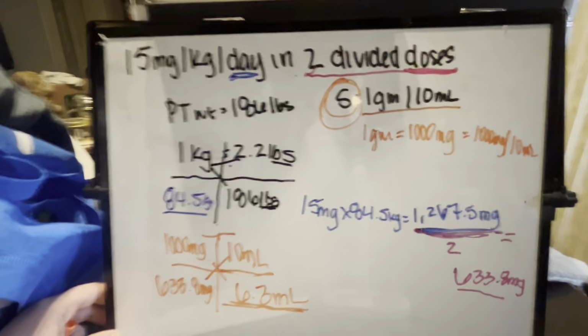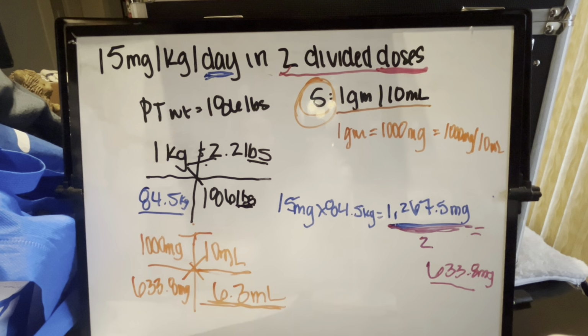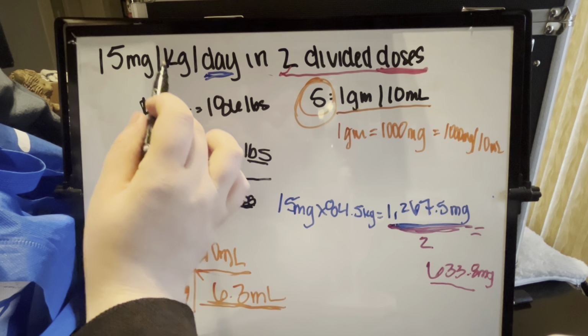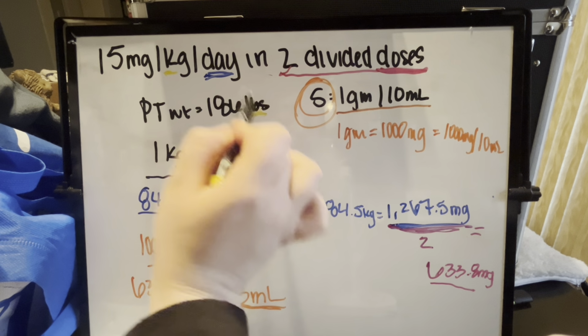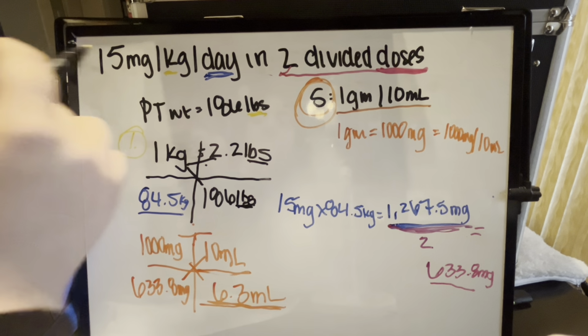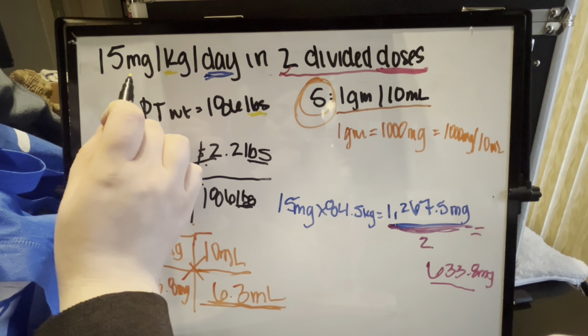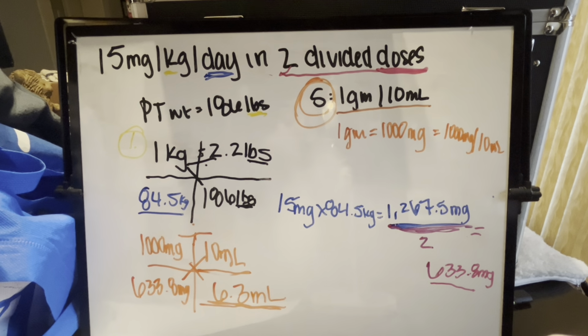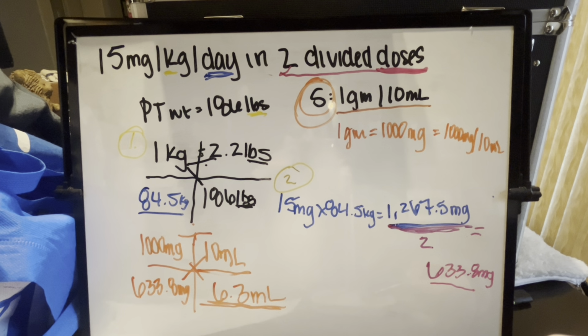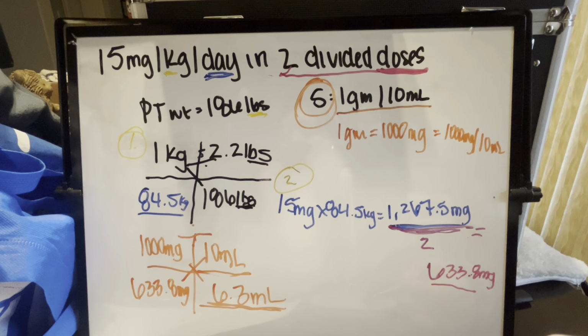So let's go quickly over what we did. All right. Step 1, we looked here and we said 15 milligrams per kilogram. We don't have kilograms, we have pounds. So step 1 right here was converting our pounds to kilograms. Now we can go back to the equation and we got our 15 milligrams per kilogram per day. So we did our math. We did 15 milligrams times 84.5 kilograms and we got 1,267.5 milligrams. But we're not done because now we need to figure out how much they're getting per dose.